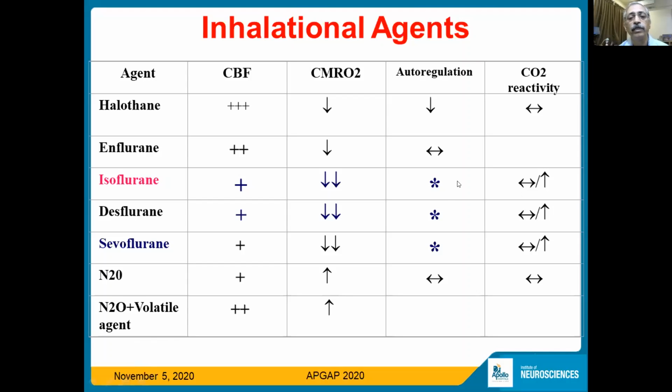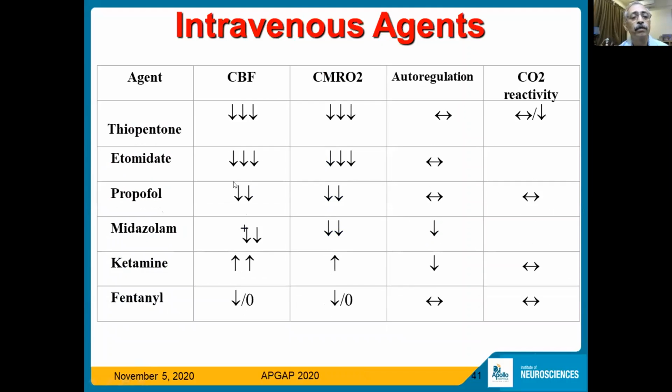Now, autoregulation is impaired or lost only beyond 2 MAC, and otherwise is not affected much at normal clinical usage of 1 to 1.2 MAC. Similarly, except for ketamine, all the other intravenous agents cause a reduction in cerebral blood flow because they cause vasoconstriction, and CMRO2 is reduced as the cerebral metabolic activity is reduced. There is not much effect on autoregulation. Midazolam in normal doses does not cause a change, but in higher doses it does change the autoregulation.